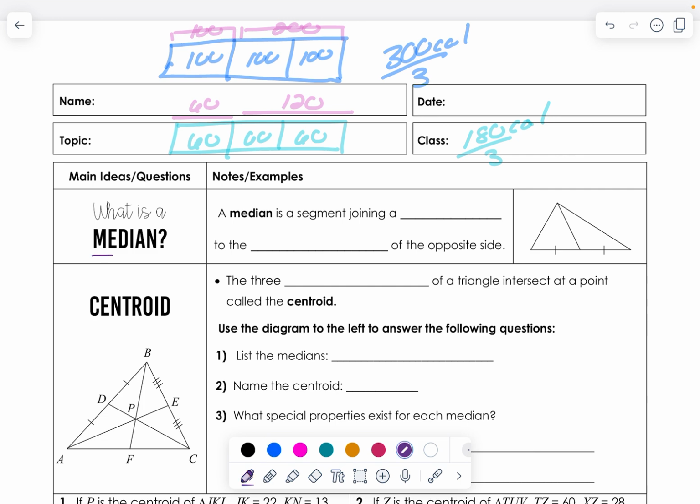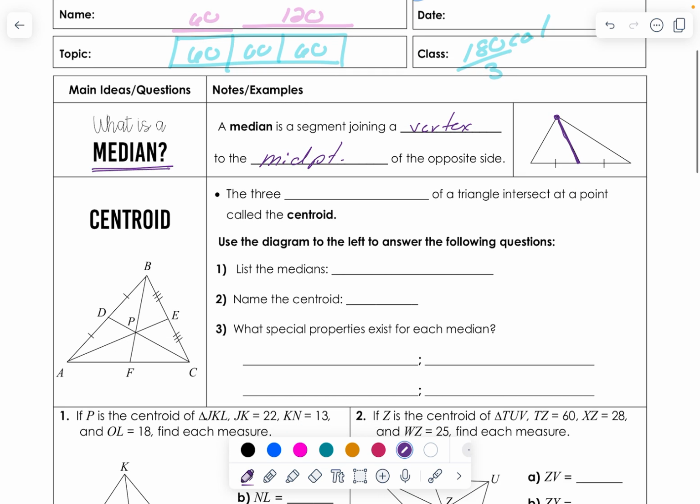We have a median. A median is a segment that joins a vertex to the midpoint of the opposite side. Notice, here's our vertex. This would be our median right here, okay? And notice it cuts that other side in half. See how it's in 2 equal pieces? So it goes from a vertex to the midpoint of the opposite side. So we have to remember that each side of the triangle is going to be cut into 2 equal pieces.